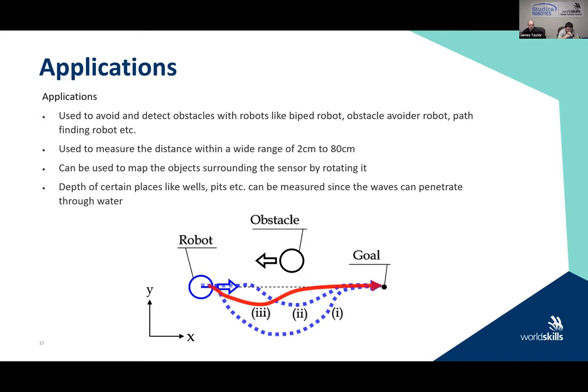We find in Worldskills that a lot of people will use the sensor either for object detection, or some of them will use two sensors just to try to line up an object, for instance, or line up the robot to an object if they're then going to, as an example, reset the yaw to zero on the IMU.